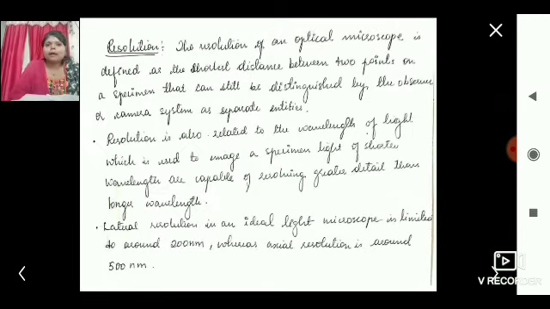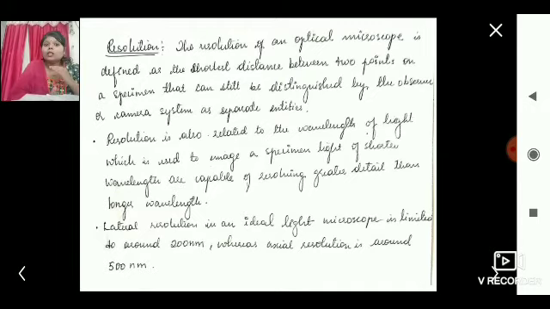Resolution. What do you mean by resolution? The resolution of an optical microscope is defined as the shortest distance between the 2 points on a specimen that can still be distinguished by the observer or a camera system as separate entities. Resolution is also related to the wavelength of the light.